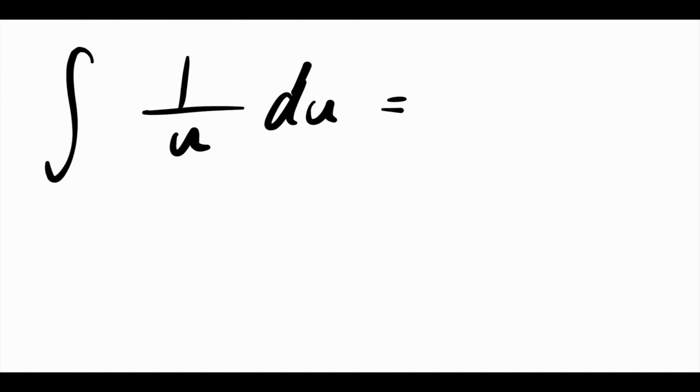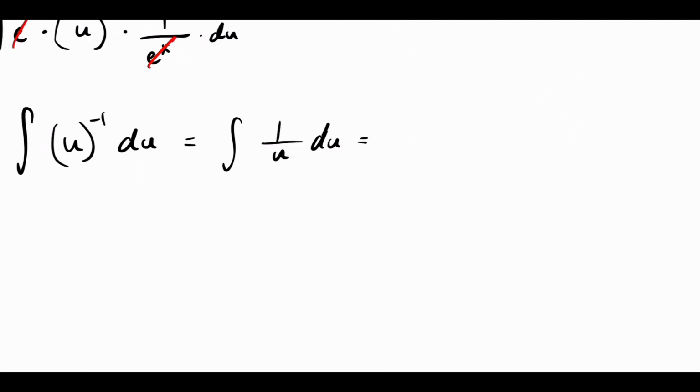The antiderivative of 1 over x, or 1 over u, or 1 over anything, a single variable. We've seen that before. Natural log of u. There you go, right? The derivative of natural log is 1 over x. The antiderivative of 1 over u, or 1 over x, is the natural log. So this is going to be the natural log of x plus c.